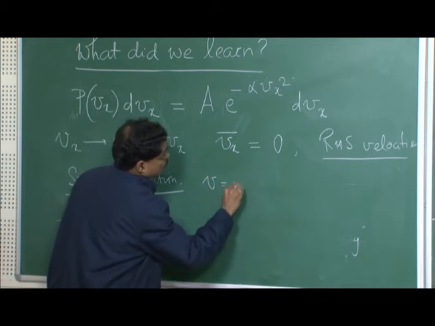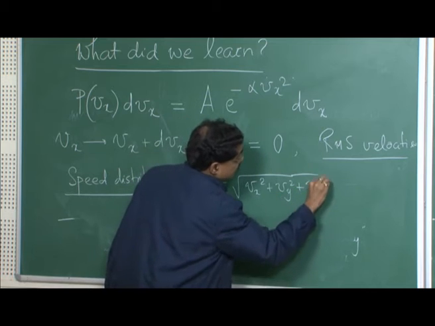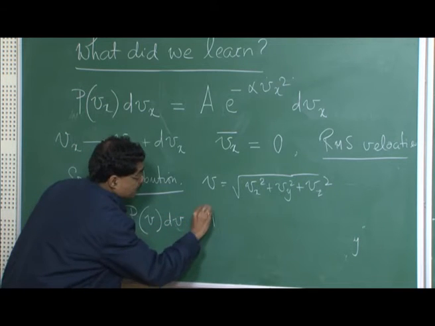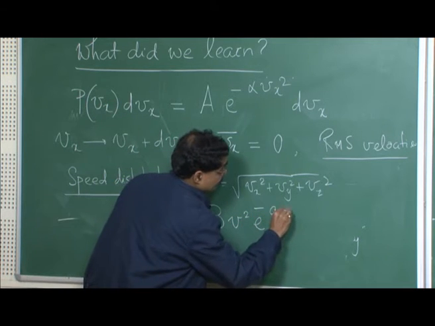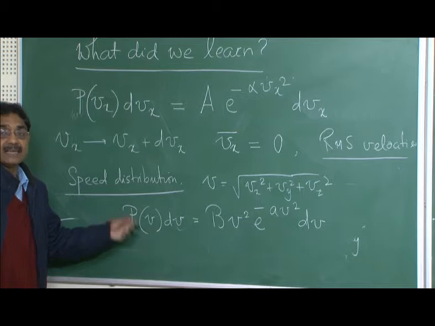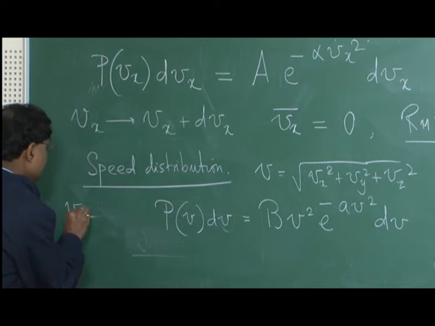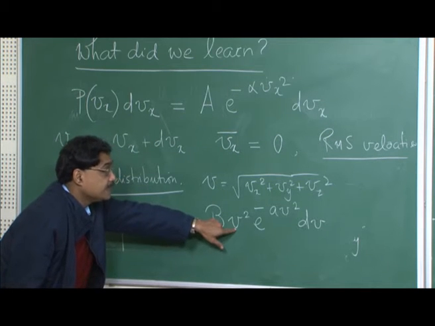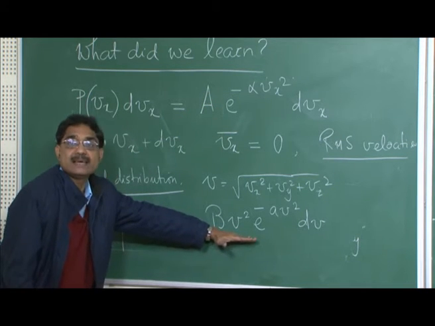Define speed which is root over Vx square plus Vy square plus Vz square, and define a probability distribution P(V) dV equal to some normalization constant B times V square e to the power minus A V square dV. So, this asks the question, what is the probability that the speed of a molecule lies between V to V plus dV? You see there is a V square term here in comparison to the distribution I have talked about here. So, this makes a lot of difference.